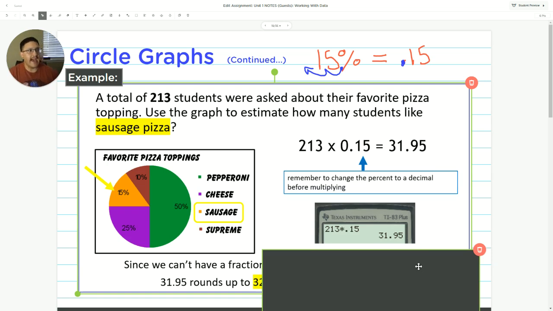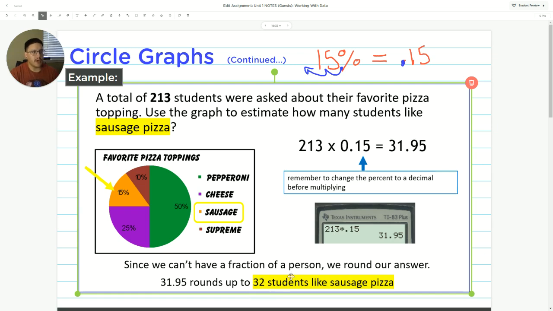Now, since we can't have 0.95 of a person, we need to round it to make it make sense in the context of the word problem. So we're going to round it up to the nearest student and say that approximately 32 students like sausage pizza. So 31.95 rounds up to 32 students to make this answer understandable in the context of the word problem. So 32 students like sausage pizza.